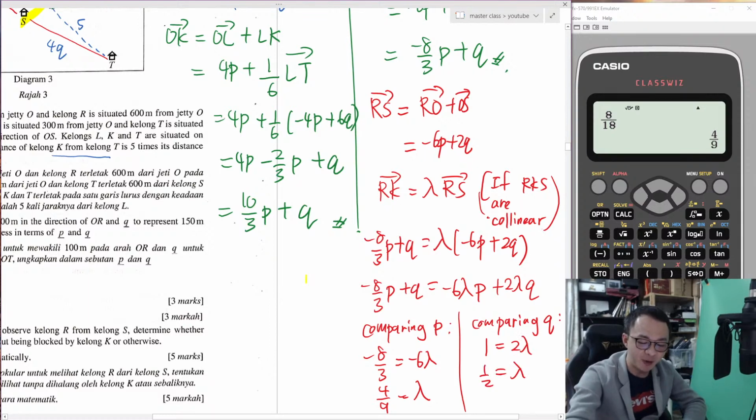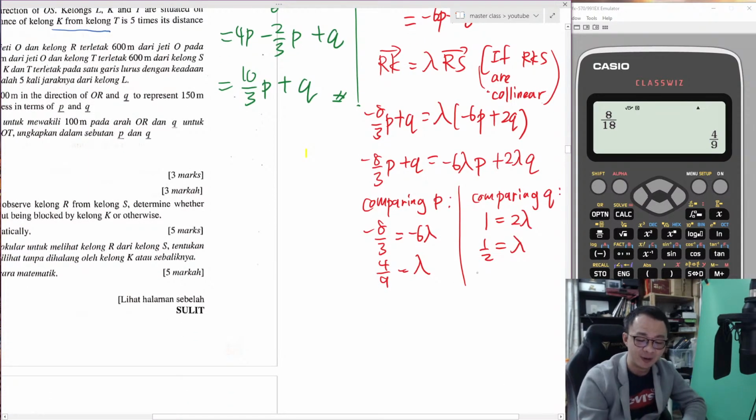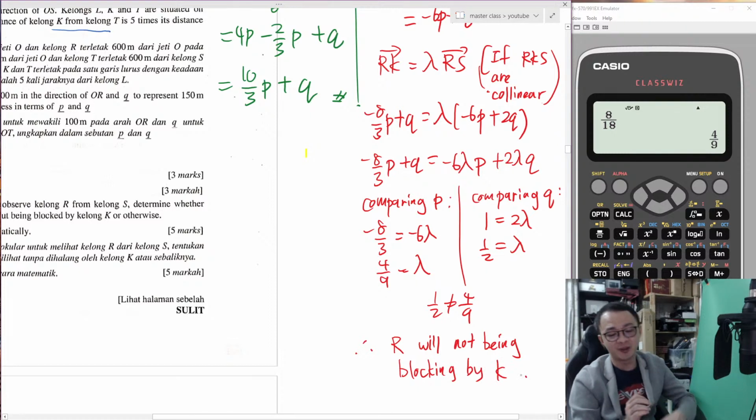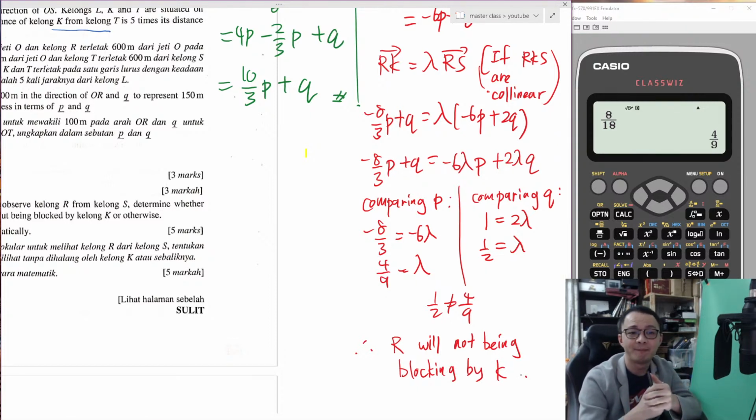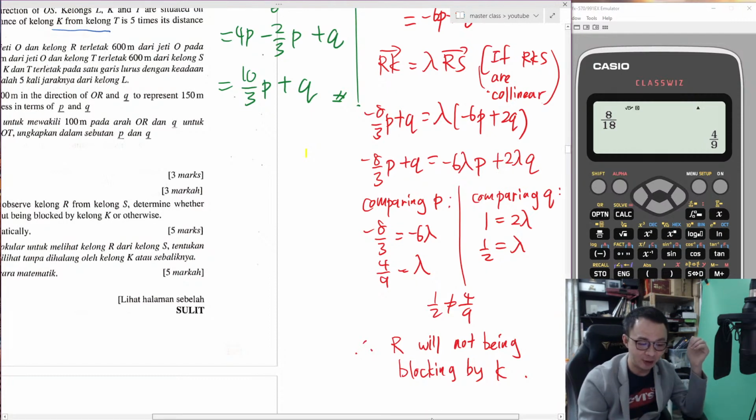Okay, since both of them have different lambda values, I can say 1 over 2 is not equal to 4 over 9. So therefore, yeah, the R will not be blocked by K. Because they are not collinear, definitely they will not be blocked there. Okay, so I hope you can understand.